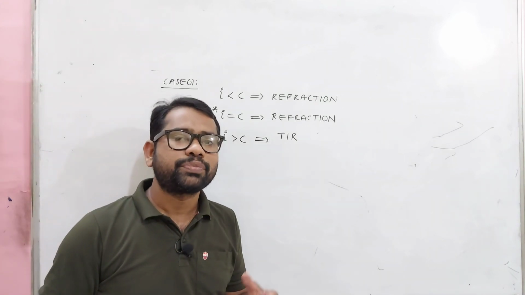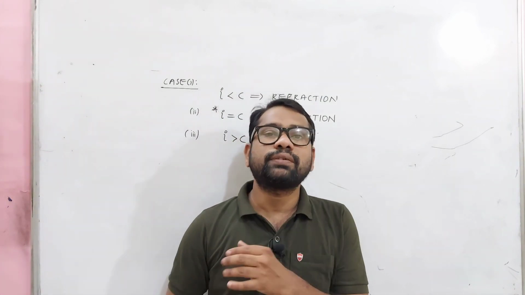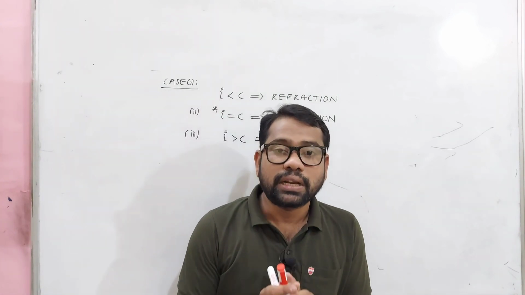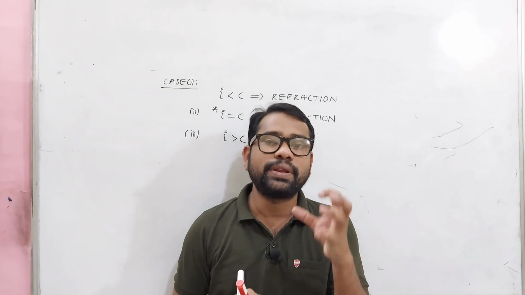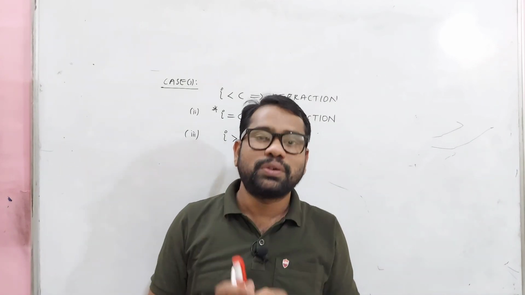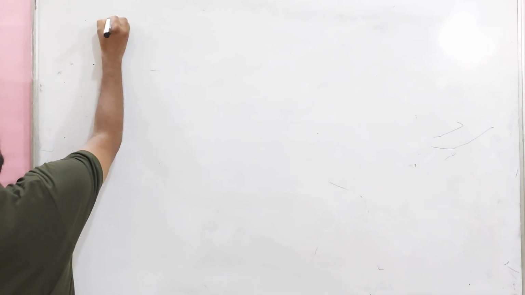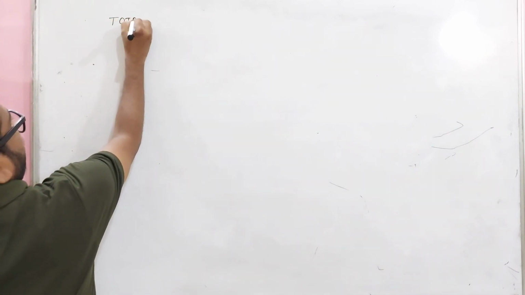Very important. Now we will see the applications of total internal reflection, especially how total internal reflection can occur in prisms. That is what we are going to discuss now. Now we will see total internal reflection in total reflecting prisms.